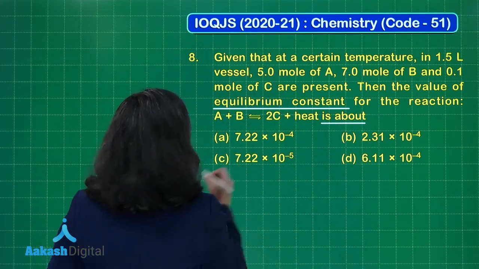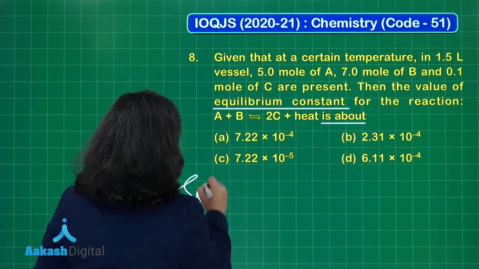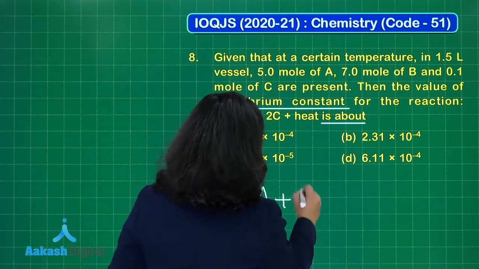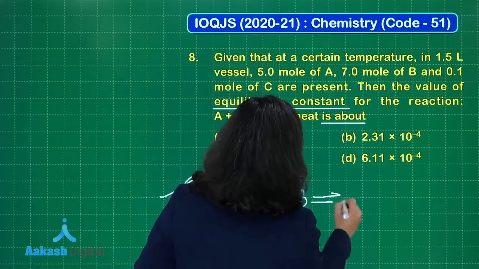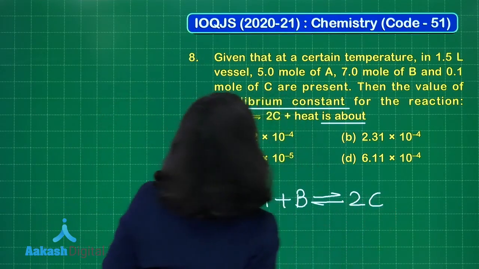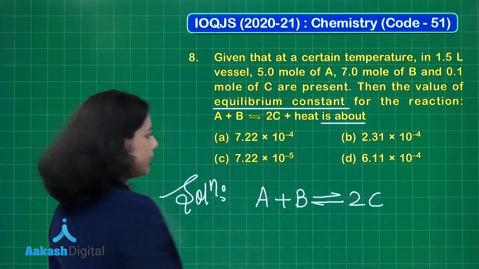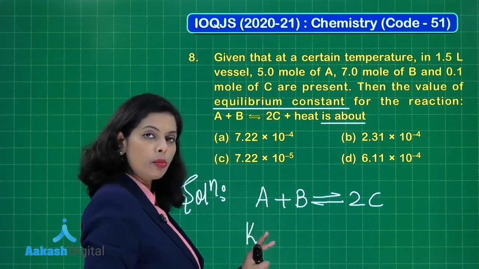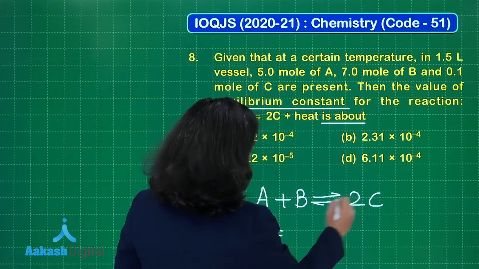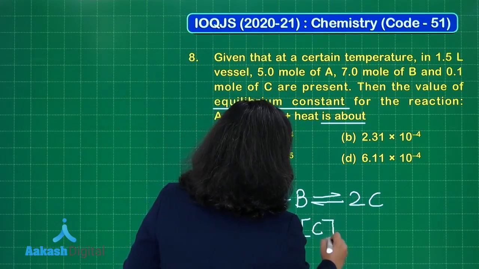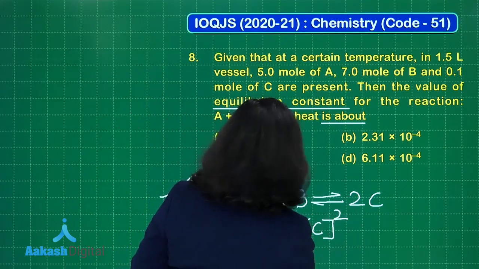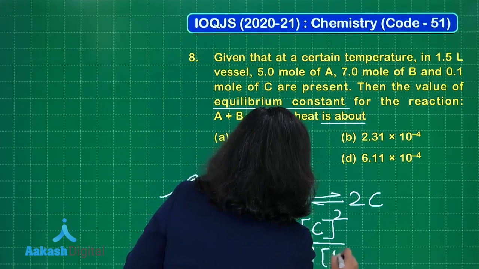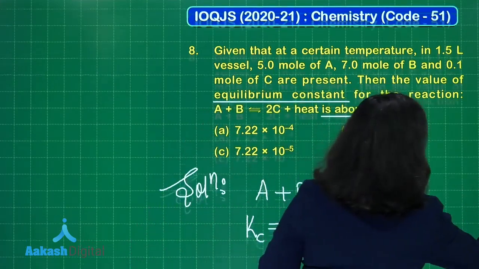Let's solve this. I'm talking about the reaction equilibrium which is maintained between reactant and the product of the given reaction, which is A plus B giving you 2C, right? Now what would be the equilibrium constant in this case? Kc, the equilibrium constant, is represented by Kc. That would be equal to the molar concentration of C raised to the power 2 divided by the concentration of A and the concentration of B.